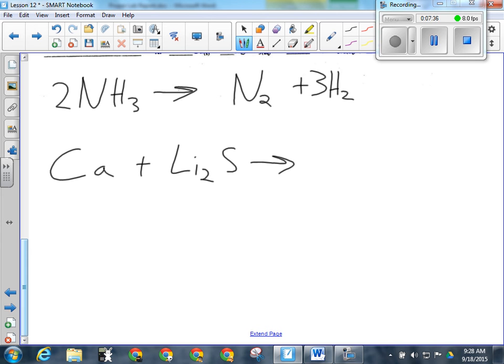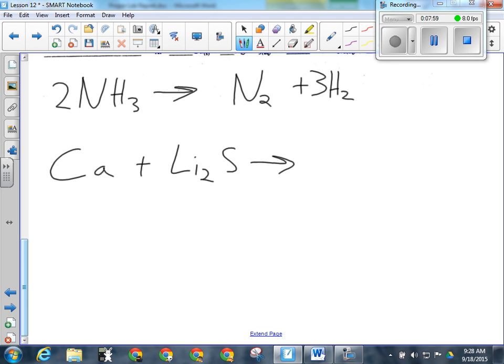I got calcium reacting with lithium sulfide. Here. That's a single replacement reaction. Element reacting with an ionic compound. My element, metal or non-metal? Okay, so it's a metal. And what's going to happen in this single replacement reaction?